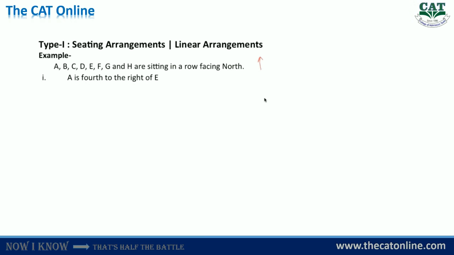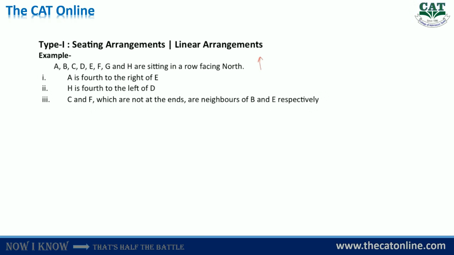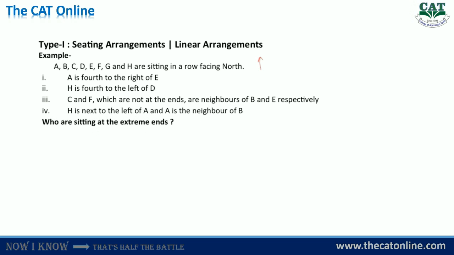And you are given a few clues. A is 4th to the right of E, H is 4th to the left of D, C and F, which are not at the ends, are neighbors of B and D respectively, and so on. So your question is, who are sitting at the extreme ends? All right. So I will request you to please pause this video and try to solve this question, and then play the video again and see what is the right solution for this.